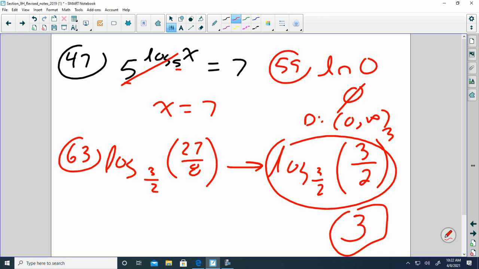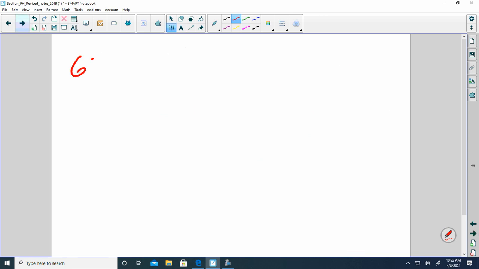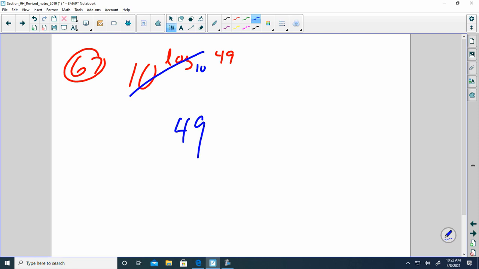67. I get log. Oh, no, I take it back. I'm making stuff up. I get 10 raised to log 49. Okay. So if you see log by itself, that defaults to it being log 10. Being that takes place, those cancel out. Our 49 just comes out and just becomes our answer.